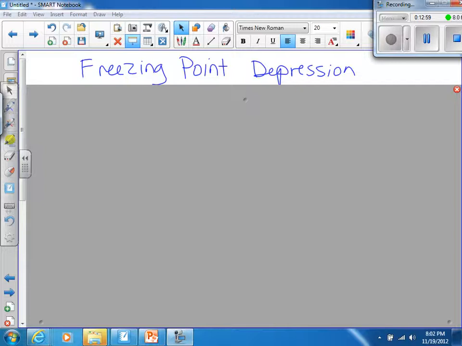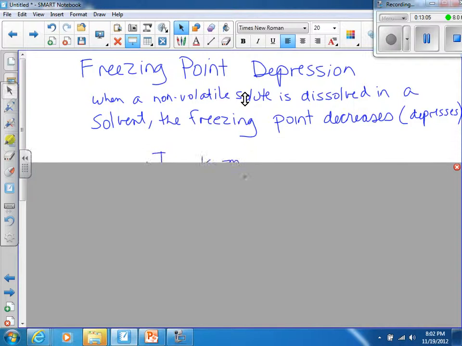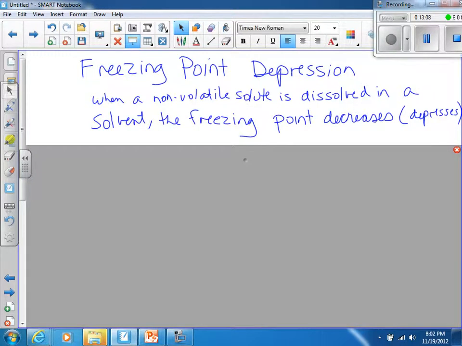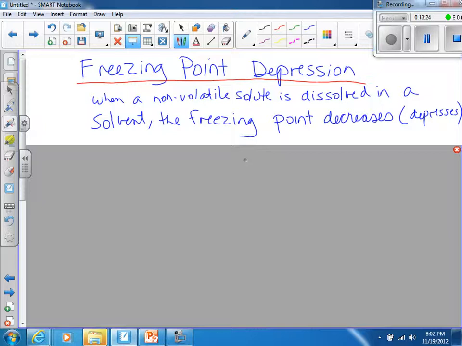All right, so in addition to boiling point elevation, we also have freezing point depression. This is when a non-volatile solute is dissolved in a solvent, the freezing point decreases, or goes down, or depresses. So when you hear freezing point depression, you want to think the freezing point goes lower than the original freezing point. Okay.